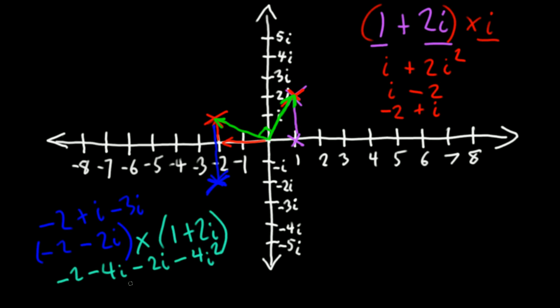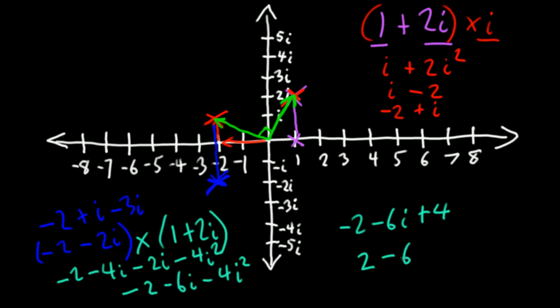Now these terms can combine in the middle here, so we have -2 minus 6i minus 4i squared. But remember that i squared is -1. So really this is -2 minus 6i plus 4. And then we can combine the two real terms and end up with +2 minus 6i. Well, where is that on our number line?